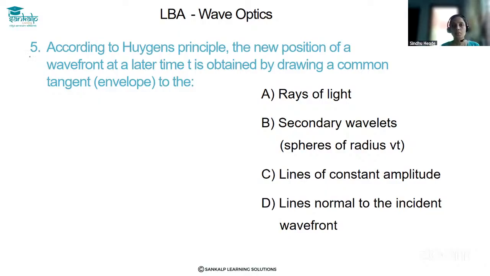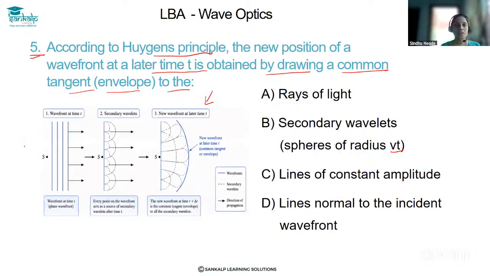Let us see question number 5. According to Huygens principle, the new position of a wavefront at a later time t is obtained by drawing a common tangent or envelope to the option A, rays of light. Option B, secondary wavelets that are spheres of radius v into t. Option C, lines of constant amplitude. And option D, lines normal to the incident wavefront.